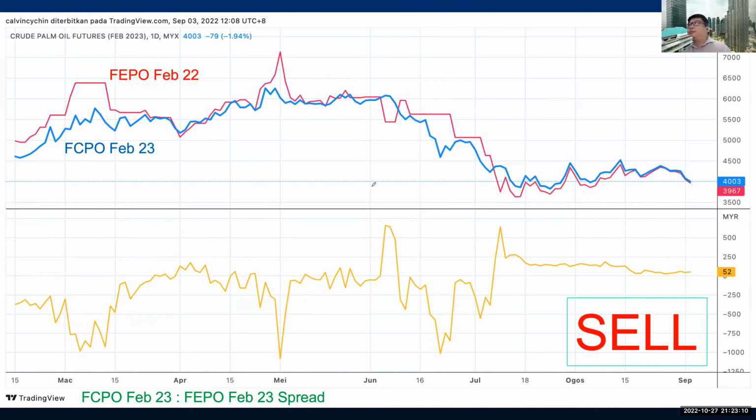Next, we talk about sell. Same process. Identify the market structure first. It's a downtrend. Next is identify the midline.